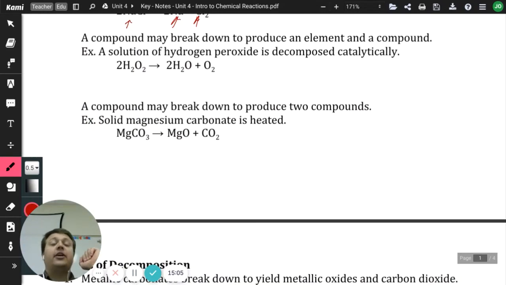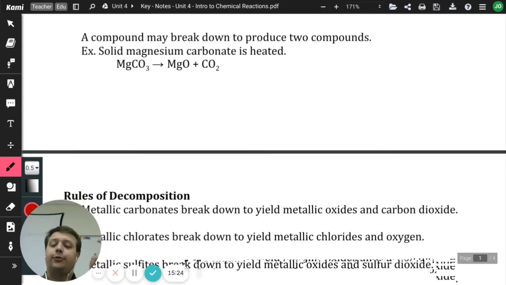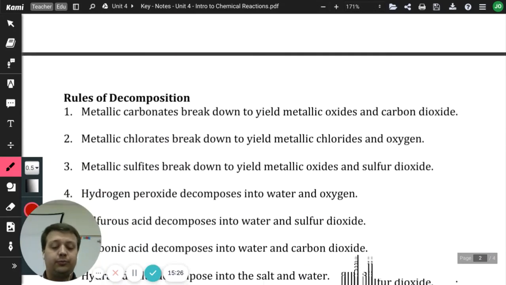Very last scenario you could have, you could take a compound and break it apart into two smaller compounds. So in this case, we took magnesium carbonate and it broke down into magnesium oxide and carbon dioxide. Okay, again, took a compound, broke it down into two smaller compounds. So those are your scenarios. Now let's look at our rules.